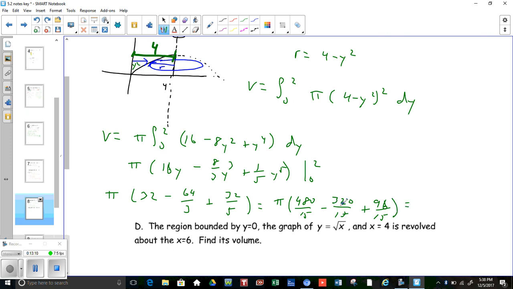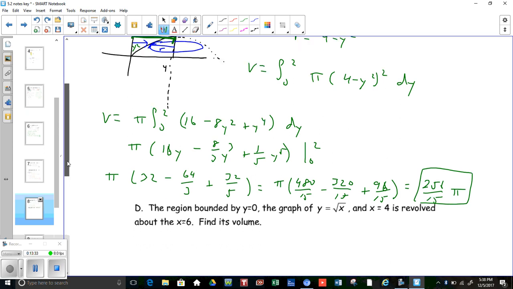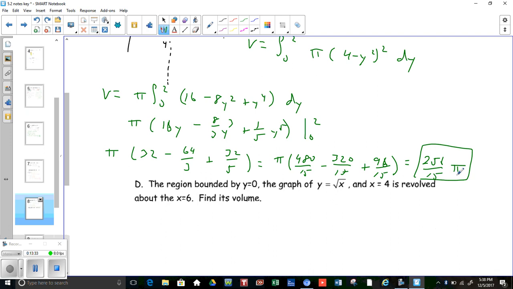So let's see, 480 minus 320 is going to be 160 plus 96 is 256/15 pi. Ooh, that's nasty. But there you go. That's the volume if you take it and revolve it around this thing right here. 256 over 15 pi. Double check that just to make sure, but I'm pretty sure that's right. Let's make that look like a 6. Trying to anyway. There, that's better. All right, last one.